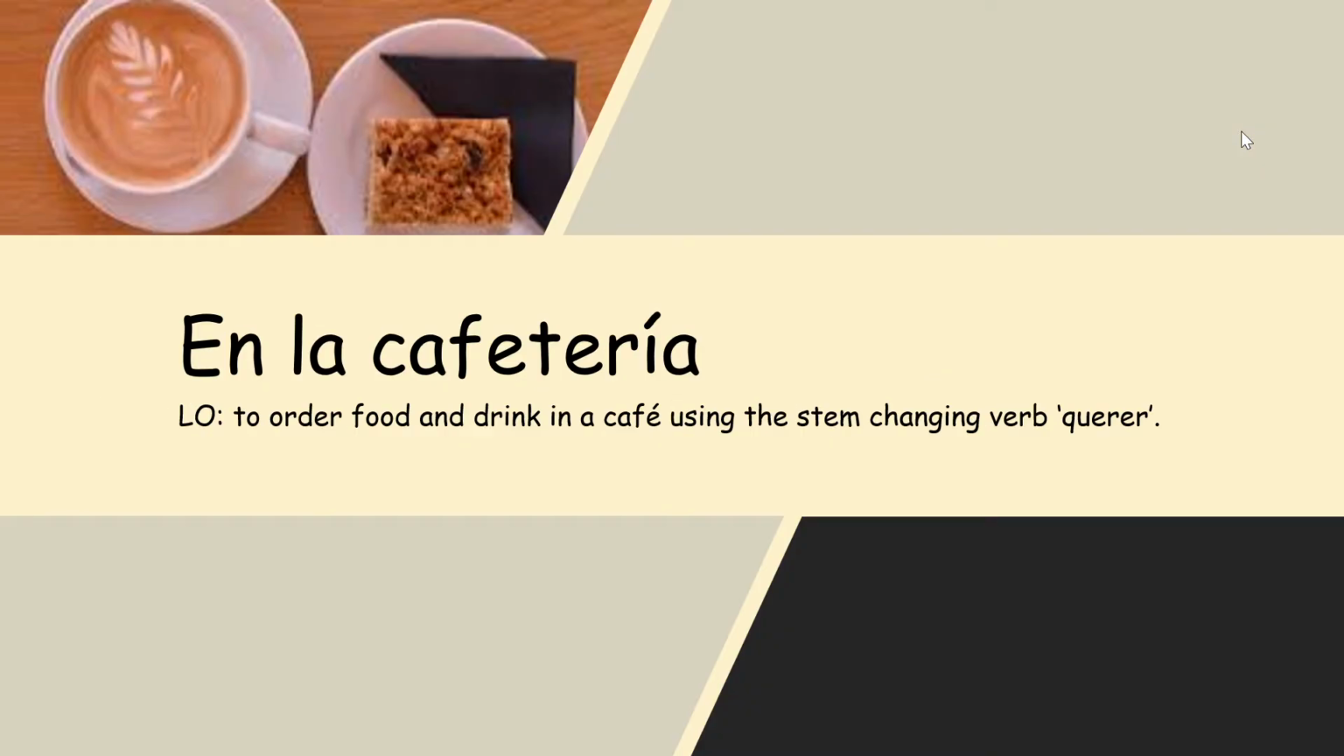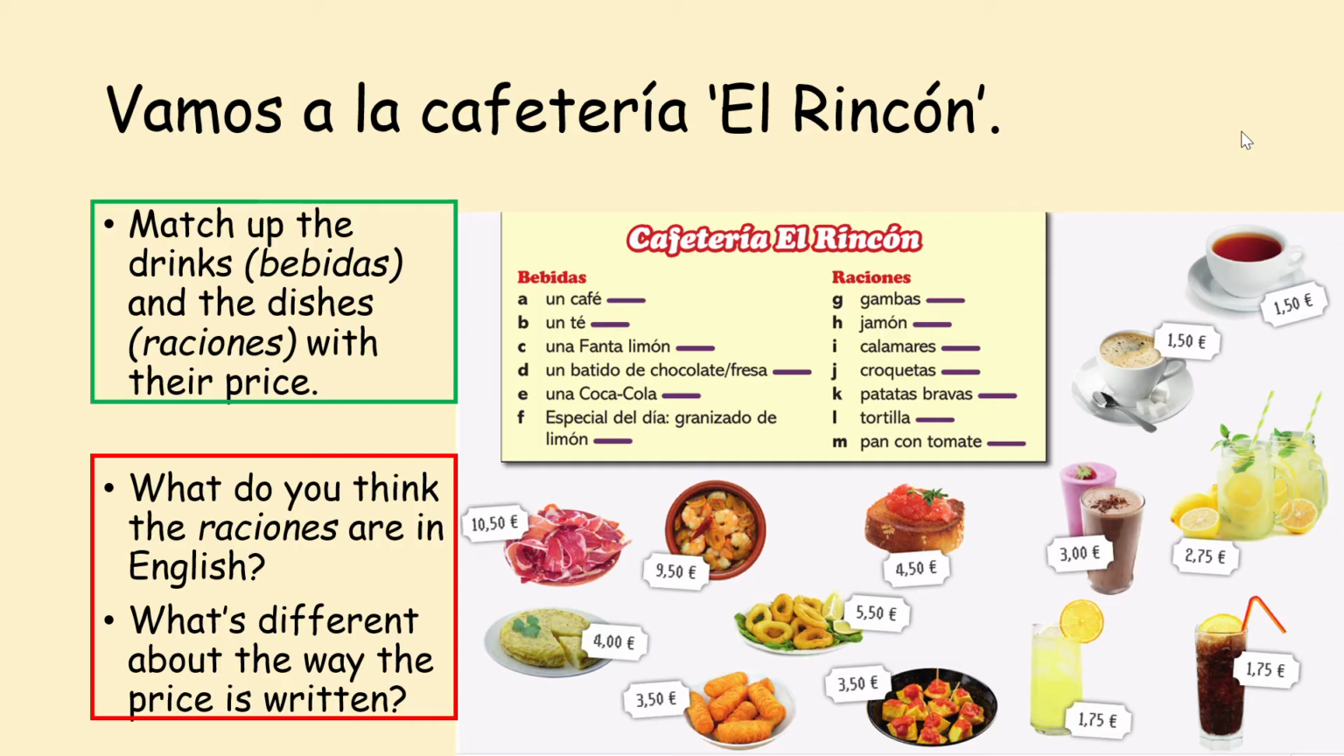Okay, so today's lesson, en la cafetería. Learning objective is to order food and drink in a cafe using the stem-changing verb querer. All of that will become clear as we make our way through the lesson. So, vamos a la cafetería El Rincón. Aquí tenemos el menú de la cafetería El Rincón.